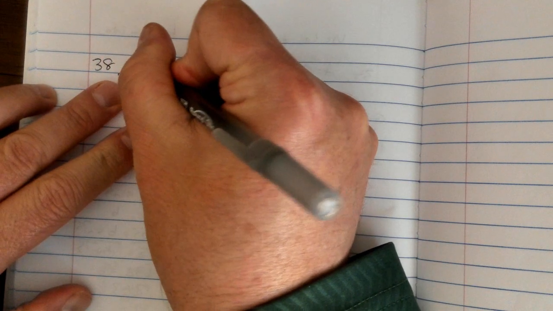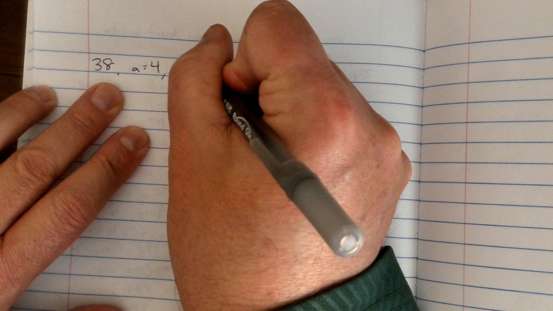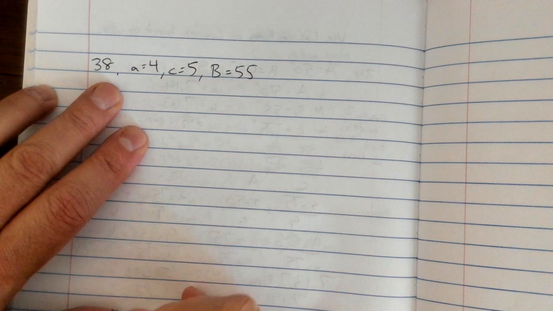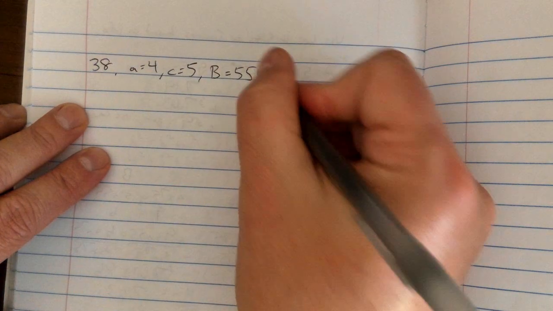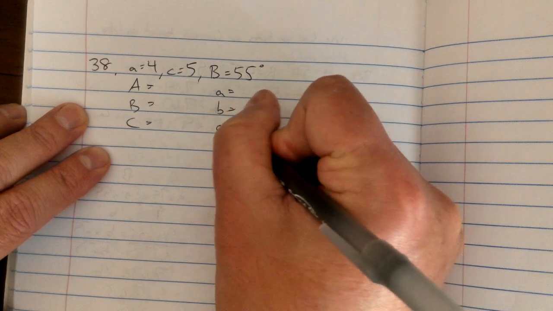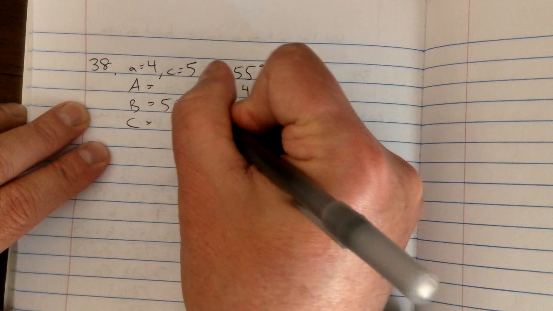On this one we have A equal 4, C equal 5, and capital B equal 55 degrees. By now you know the drill. Fill in what you know.